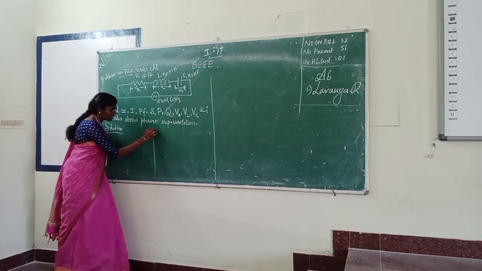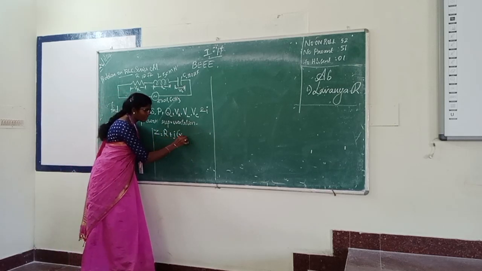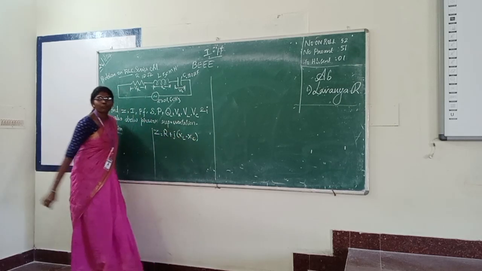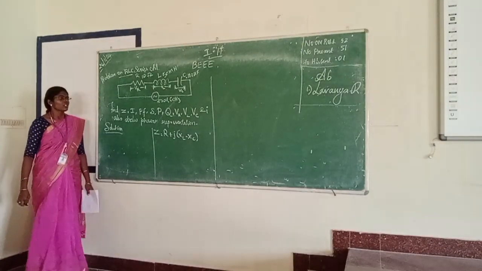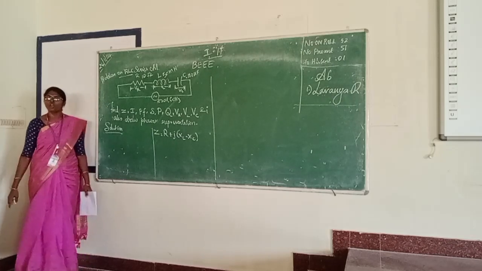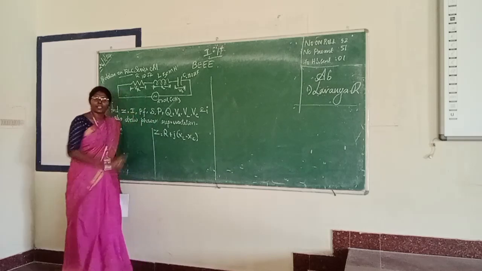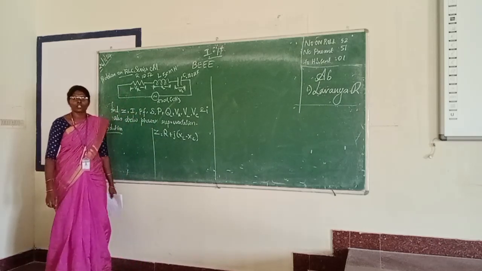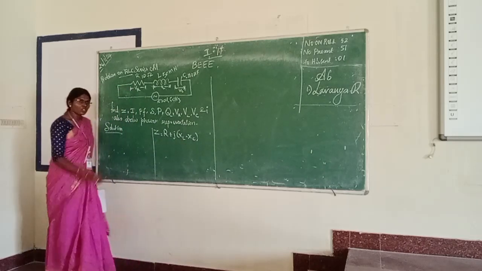To find Z, what is the formula? Z is equal to R plus j into (XL minus XC). For that, what do you have to know? You have to know the resistance value R from the diagram itself. That is from the given data, you know the value of resistance R. But you don't know XL and XC, so you have to calculate them.